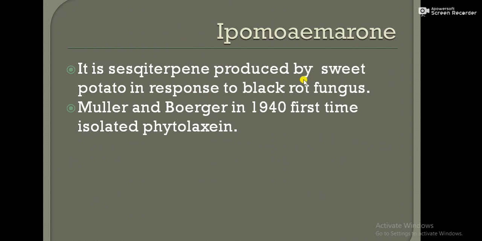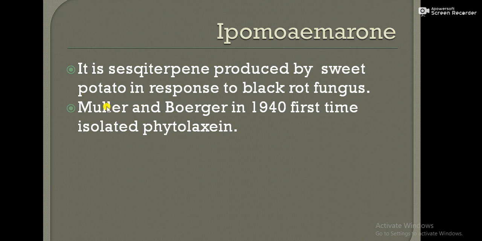Sesquiterpenes were first found in this way. The name of it is ipomeamarone. This is another phytoalexin that is produced in sweet potato in response to black rot fungus. When the fungus attacks the sweet potato, this type of phytoalexin is produced.